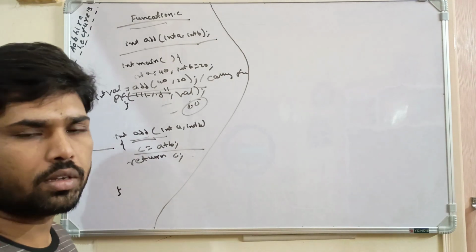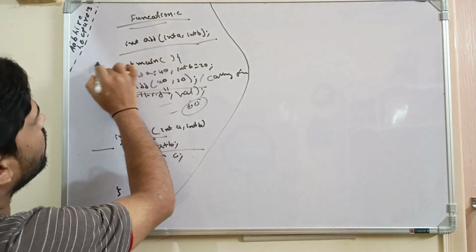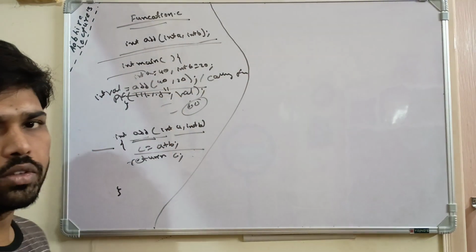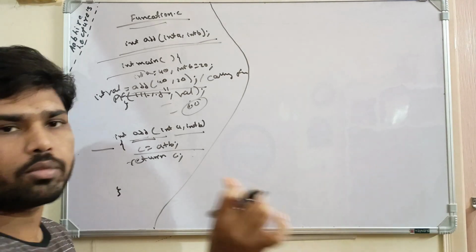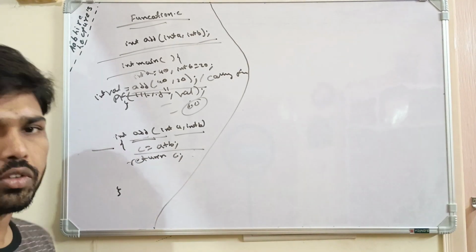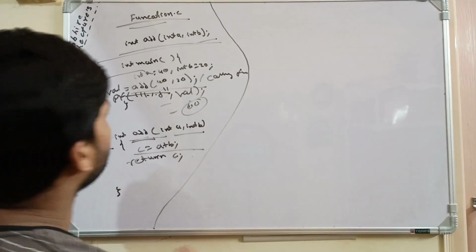Suppose I have to write it in different files, like creating a different .h file, an .c file and main.c. How will we access it? We have to give a header file or library path. That's what we are going to understand. So let's start.